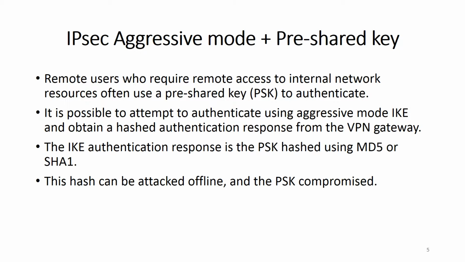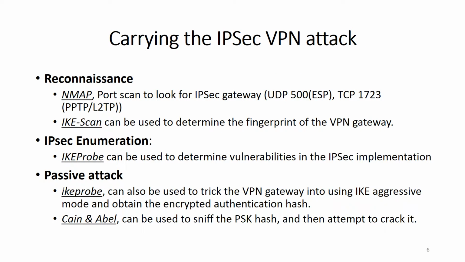Nowadays, it's a little bit more advanced in the newer implementations of IPsec, but most of the time people will still use these. I still see these used today. So the hash can be attacked offline using hashcat or any other method. To do the attack, mainly you have to start with reconnaissance, and then you need to do enumeration, and then at that point you have some information you can use to actually undertake the attack.